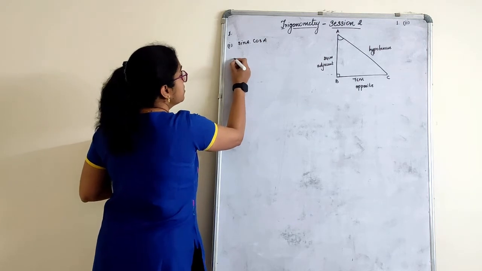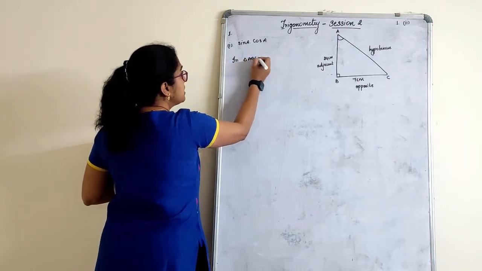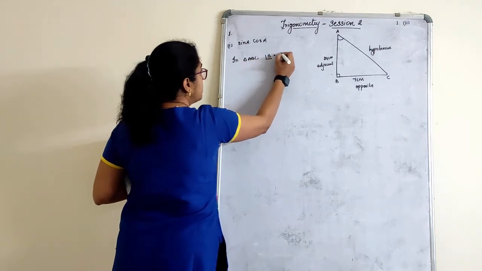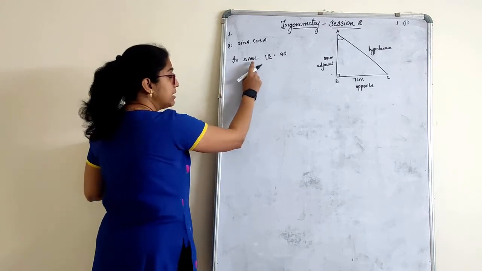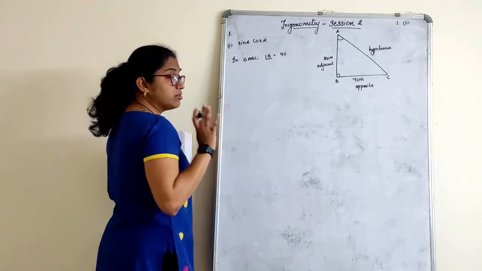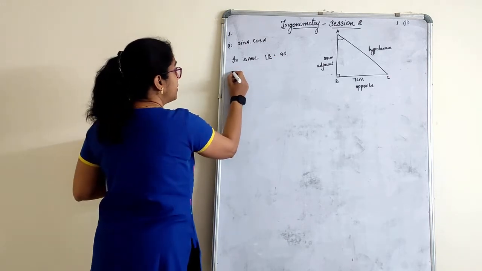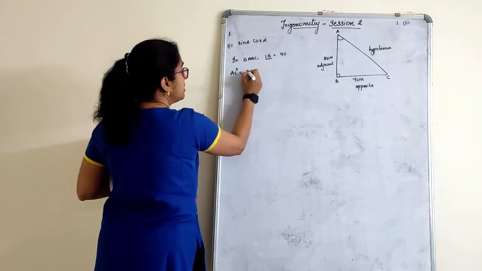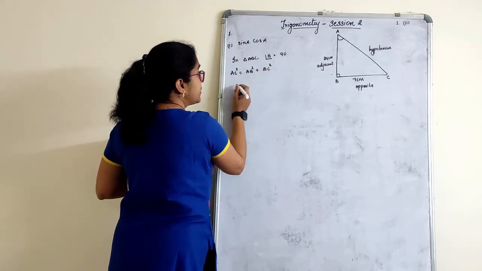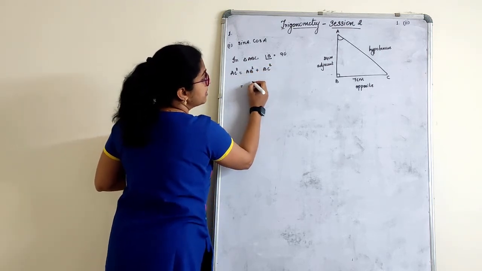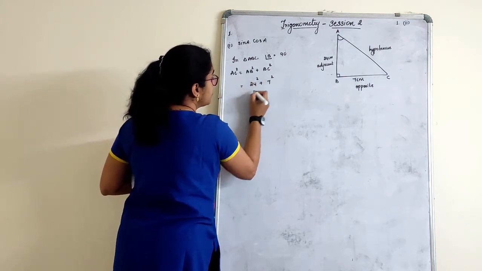Next. In triangle ABC, angle B is equal to 90 degree. These are the compulsory facts that you have to write. In triangle ABC, angle B is equal to 90. Always start with this to find the hypotenuse. How do you find it? AC square is equal to AB square plus BC square. So AB is how much? 24 square plus 7 square.